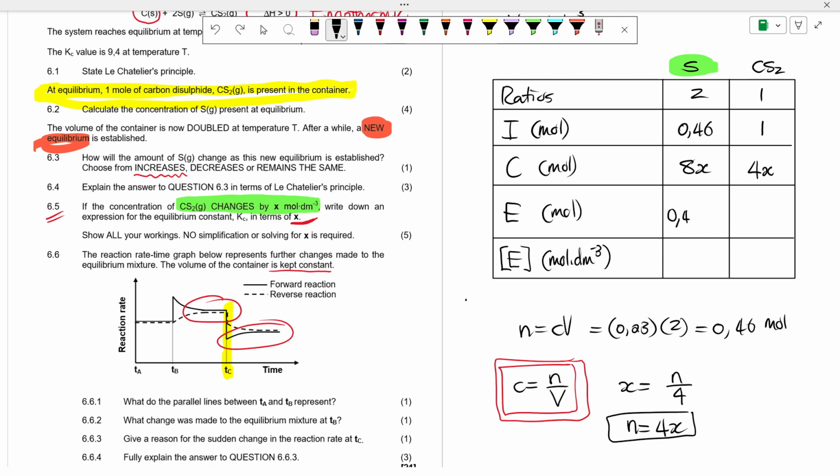This question was hard, if I'm being honest, because you also have to consider the fact that the reverse was favored. So it's the reverse that should get a positive. This one should be a negative. So 0.46 plus 8x, because we're producing sulfur. And this side 1 minus 4x.